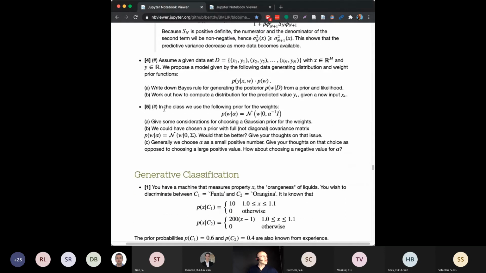So I'll go through question 5. In the class, we use the following prior for the weights. p(w | alpha) is a Gaussian over w, zero mean, and with precision alpha. It's also diagonal. So give some considerations for choosing a Gaussian prior for the weights. Well, as was already answered also in Piazza, these considerations are given if you go to the chapter for the Gaussian.